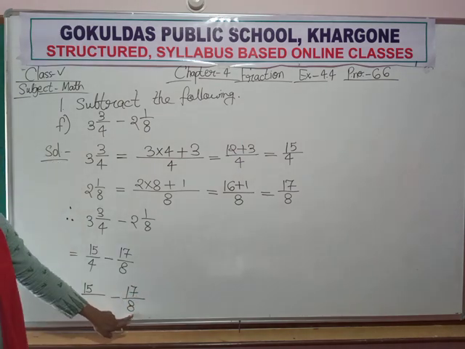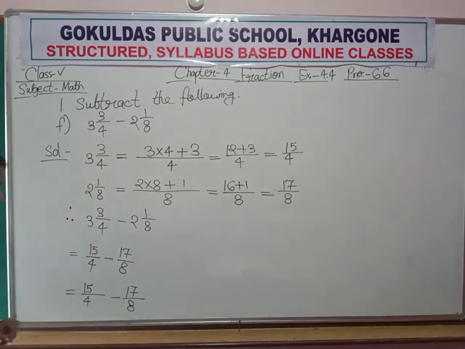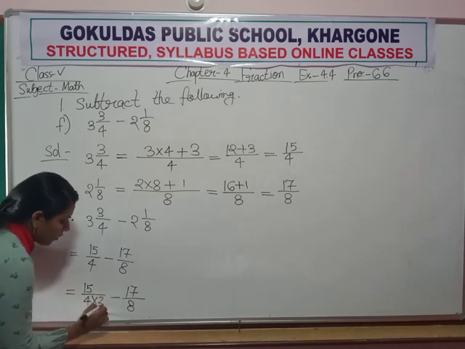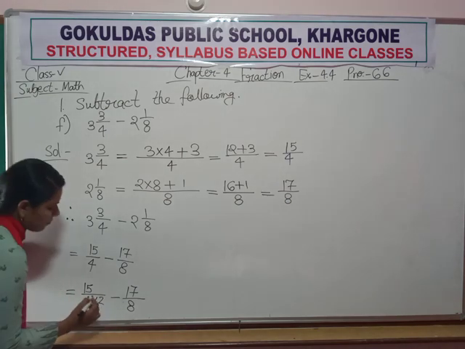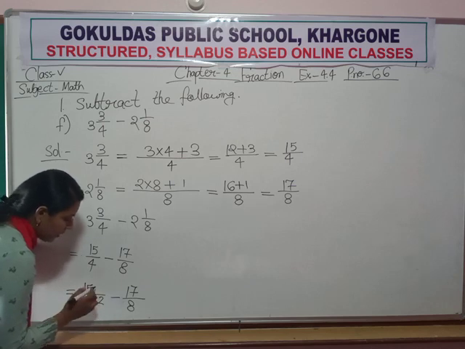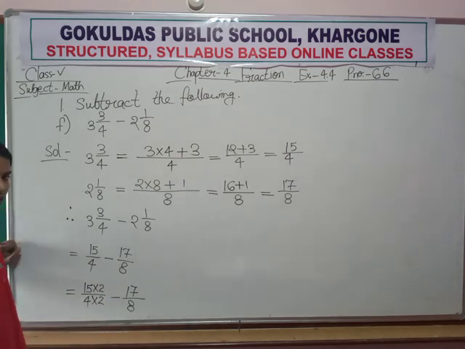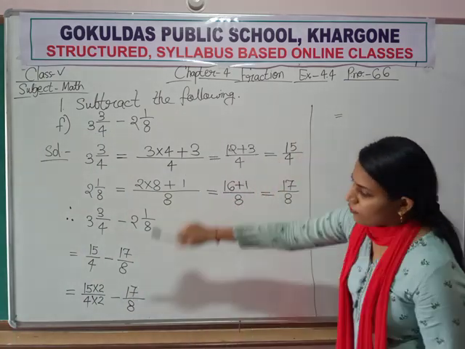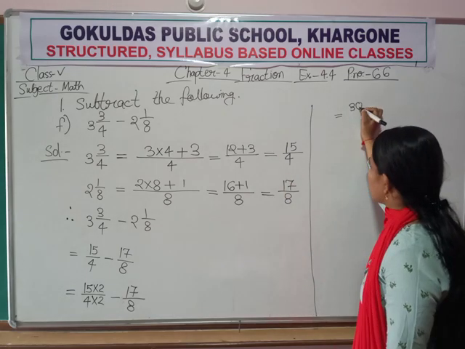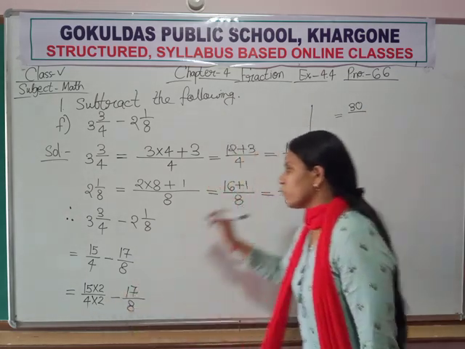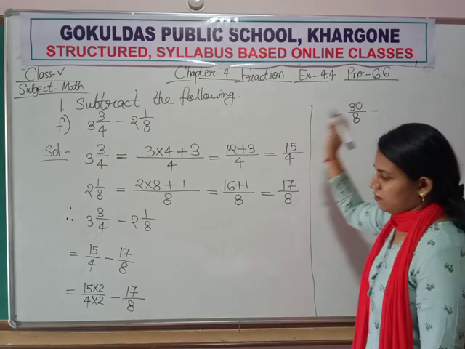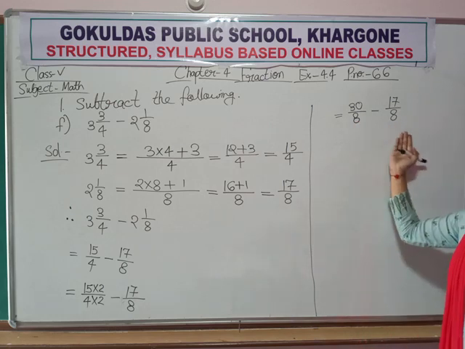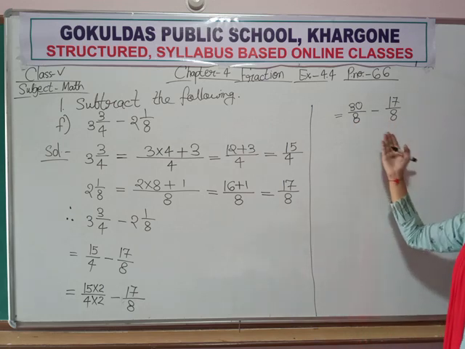Observe here, one denominator is 8 and one denominator is 4. So can we make both 8? Yes. If I multiply 2 with 4, I will get 8. So if I am multiplying with 2 in the denominator, I need to multiply in the numerator also. Let us solve the next step here. 15 into 2 is 30 upon 4 into 2 is 8, minus 17 upon 8.